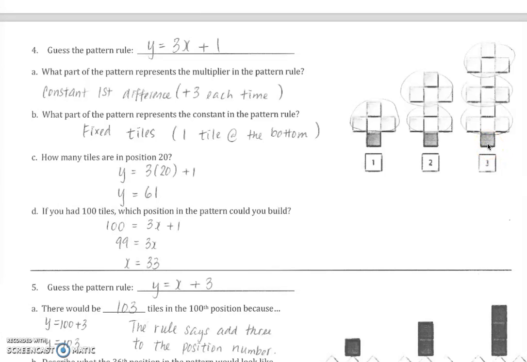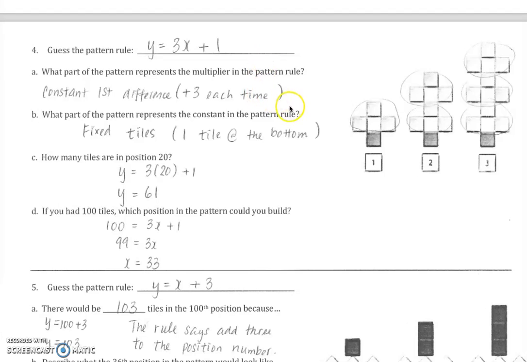So I know that the number of tiles is going up by 3. So it's the multiplier y equals 3x plus the constant tile 1. So the pattern rule is y equals 3x plus 1.